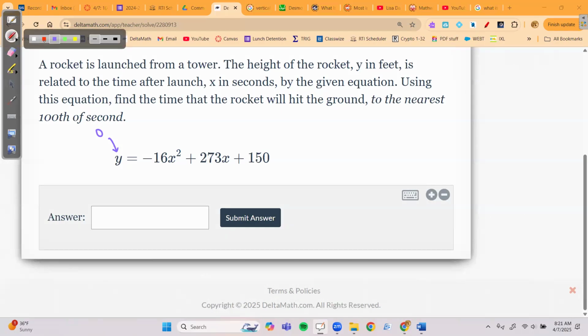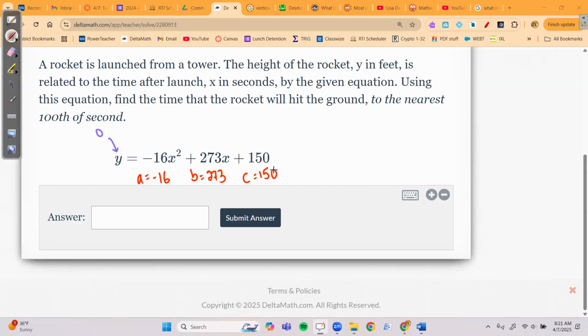So our A value is negative 16. Our B value is 273. This will be a little bit uncomfortable just because we haven't really worked contextually with numbers this large. And this is where having the calculator is a game changer. Trying to do this manually, one problem would take you like 25 minutes. So again, make sure you have acquired a calculating device.